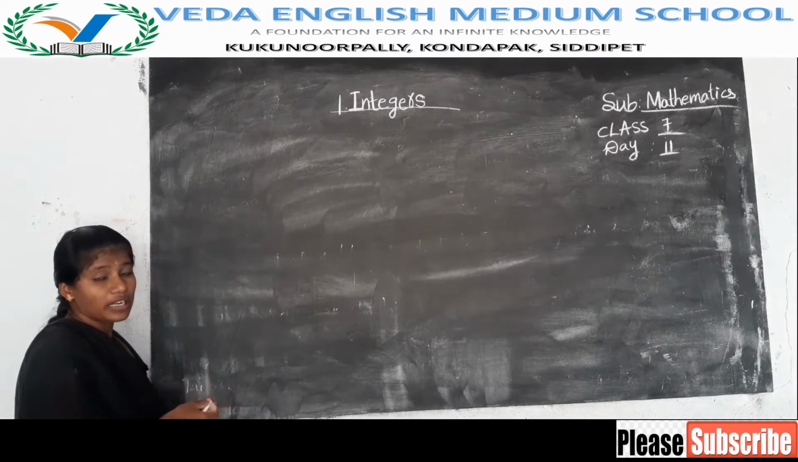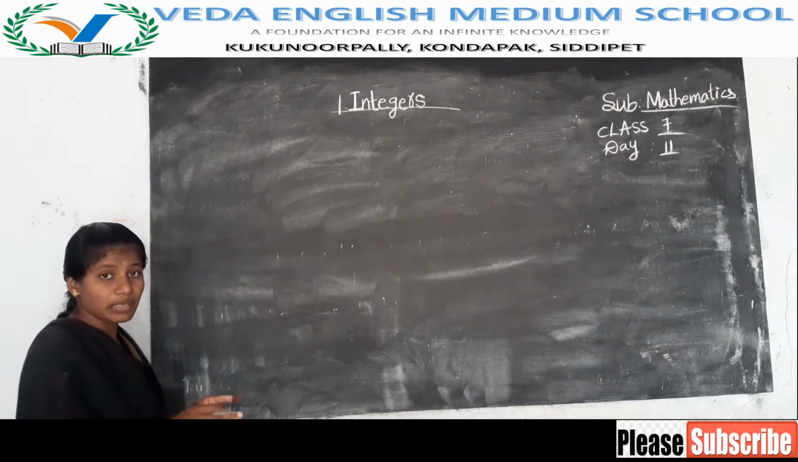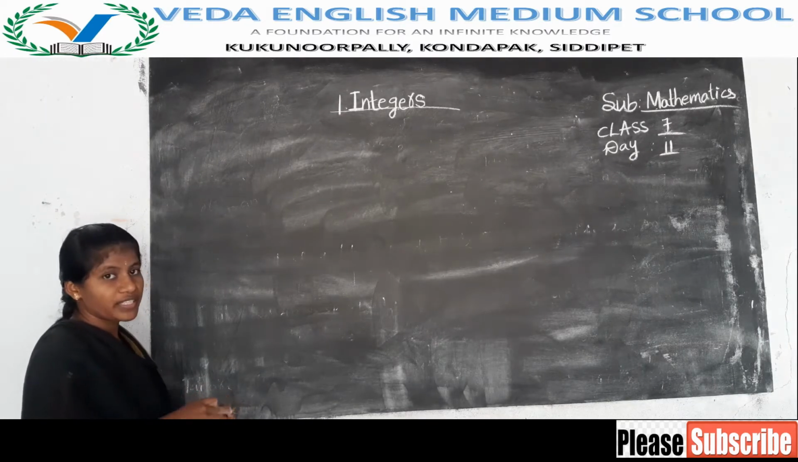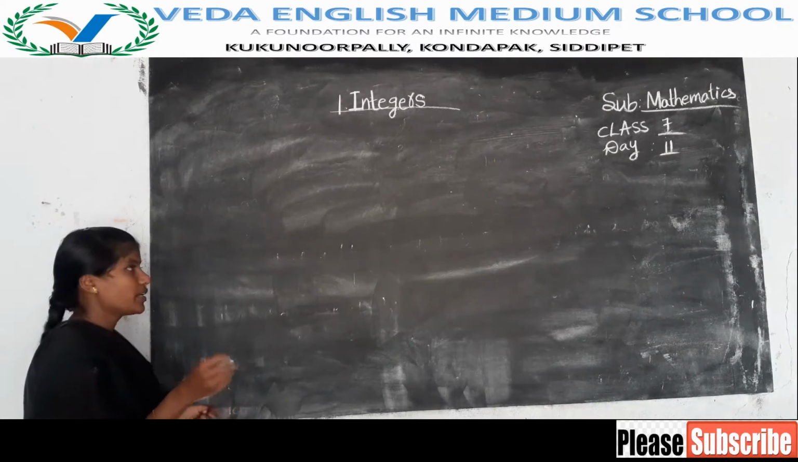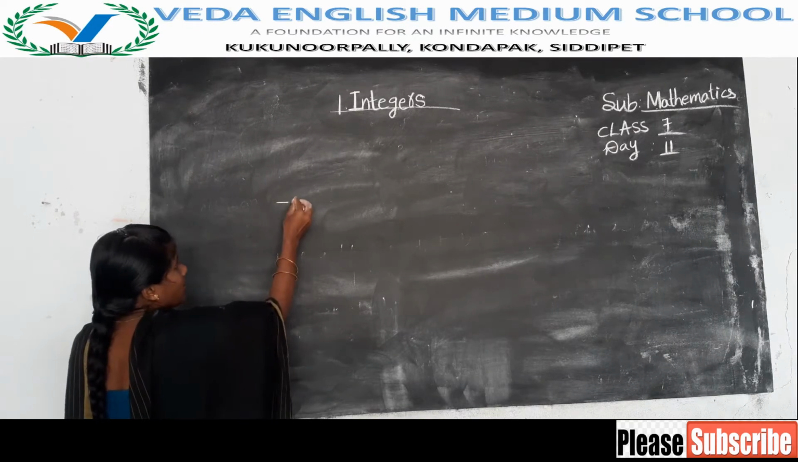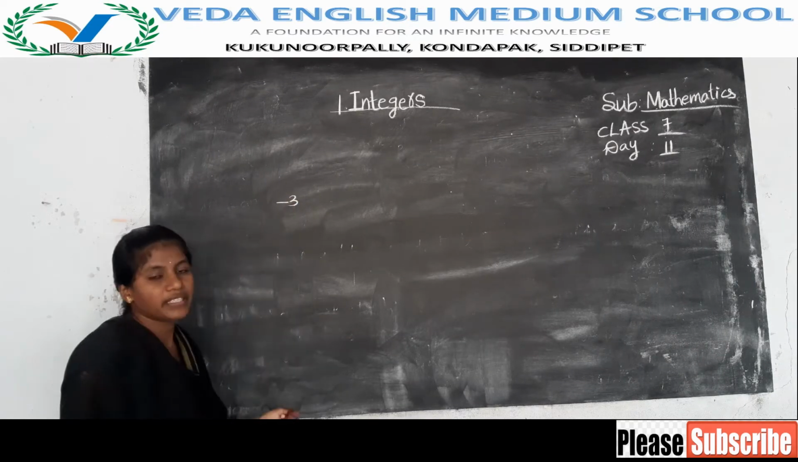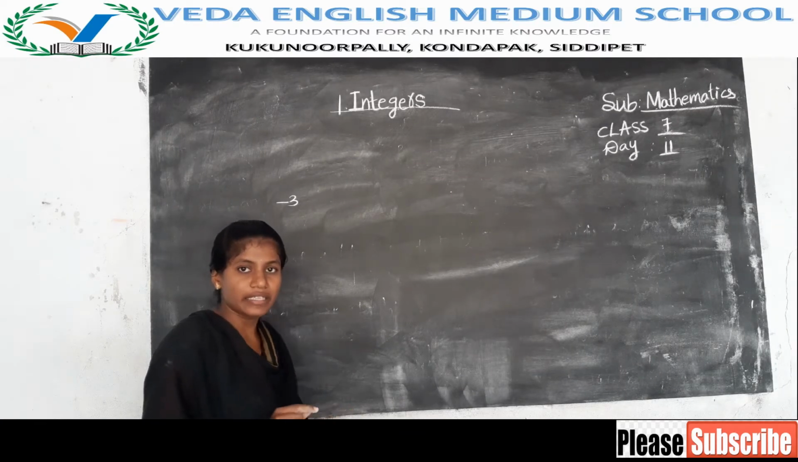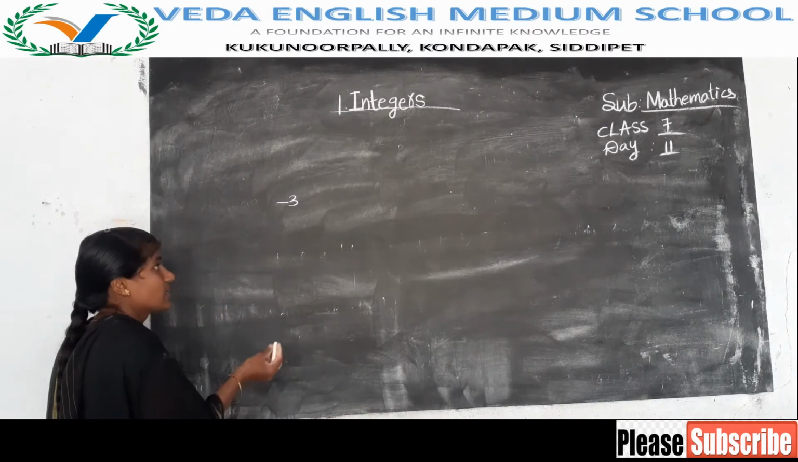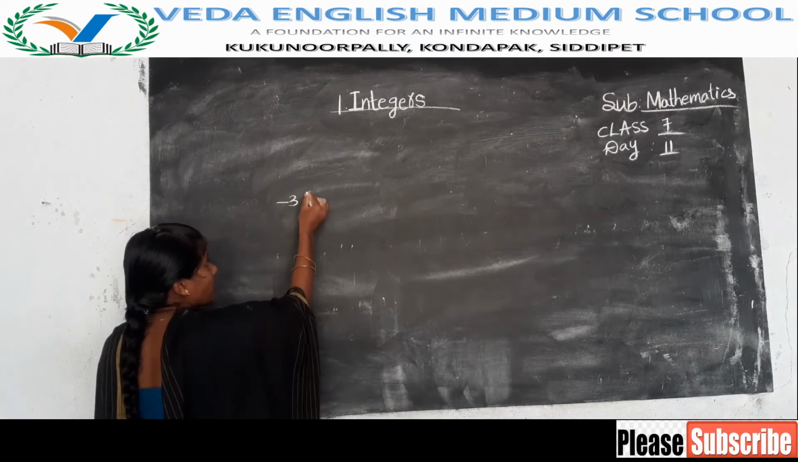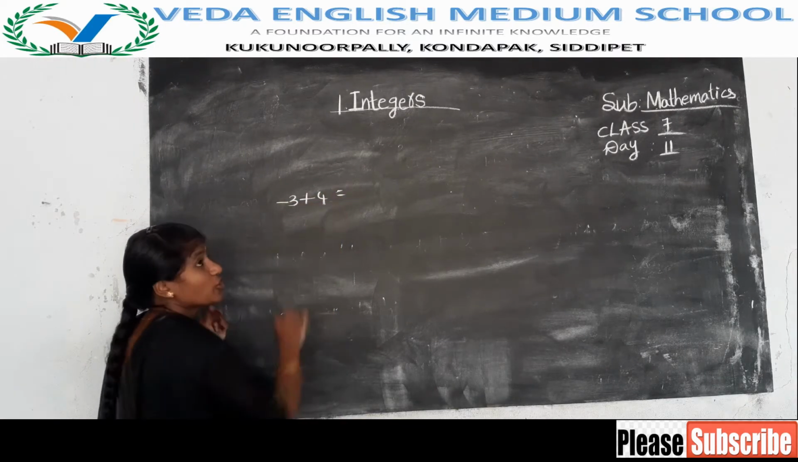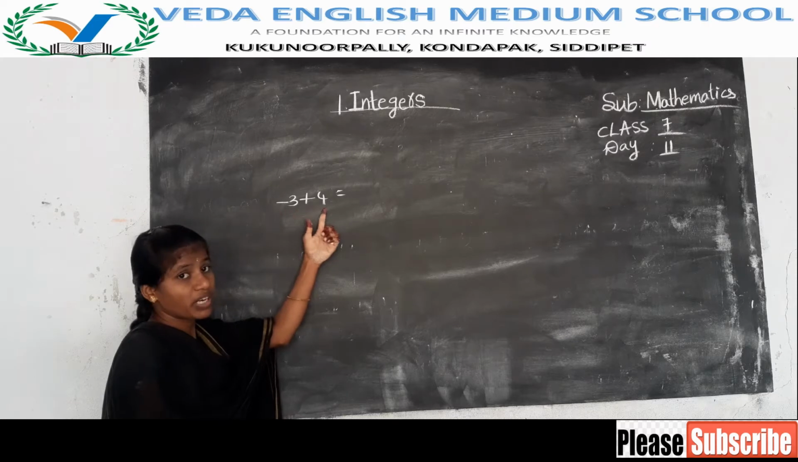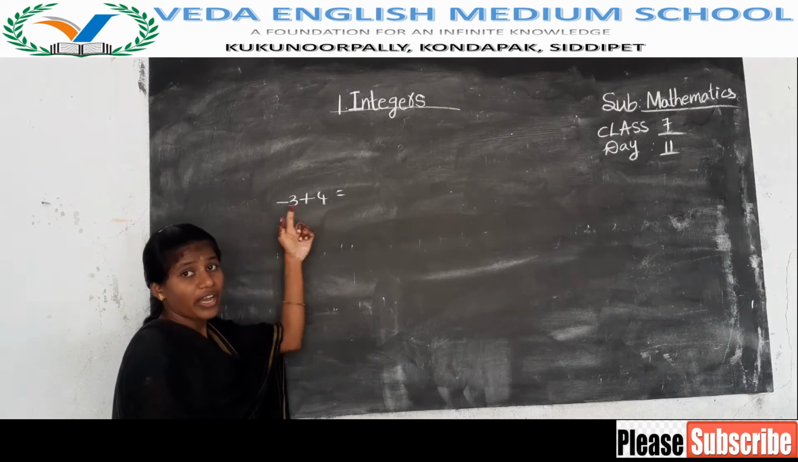Before going to learn about division of integers, let us discuss addition of integers, subtraction of integers, or multiplication of integers. What is meant by integers, Nana? The collection of positive numbers, negative numbers and zero are called integers. Now, addition of integers. If you have one positive number and one negative number, what you have to do? You have to subtract them.